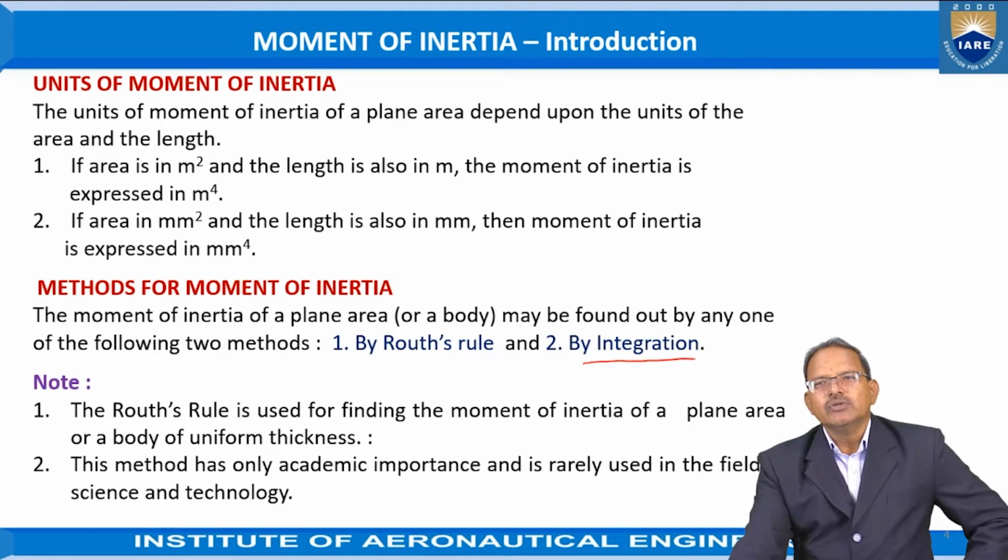Routh's rule is generally used to find the moment of inertia of a plane area which is in the shape of regular objects such as square, rectangle, triangle, circle, semicircle and so on. Hence, this method is generally not preferable for engineering applications; it only has academic importance.